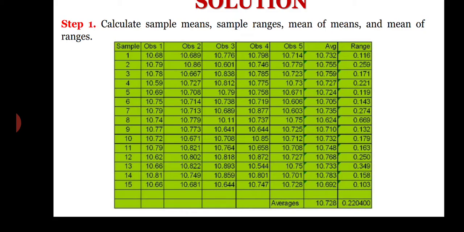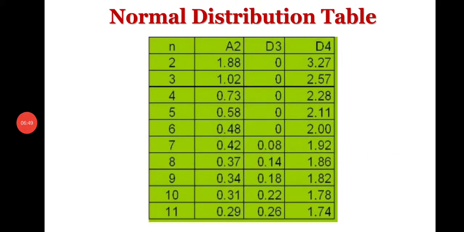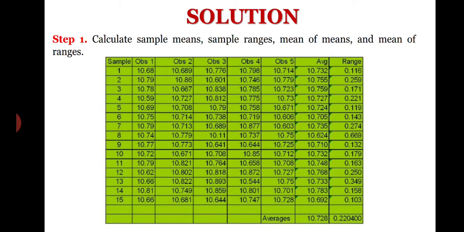So now, before drawing my chart, I need to know my UCL and LCL values, that is the upper control limits and lower control limits for both the X bar and R charts. To find that, I need to go to my normal distribution table. Say I am having 15 samples, and I am having 5 observations in each sample.